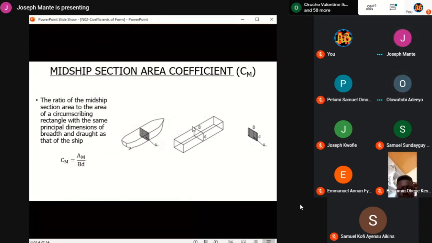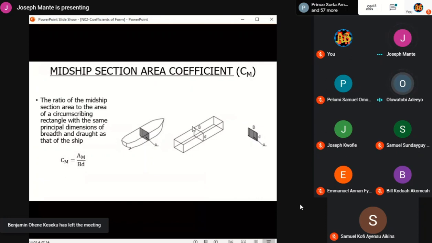Yes, sir. Okay, ask. Yes, I wanted to ask. Let me begin with the question where you are asking us to define the midship section area coefficient. Instead of writing it as a ratio of the midship section area, can we just write the formula? Yes. When we ask you to calculate the midsection area coefficient, don't go and write all this ratio, the ratio of the midsection area to the area of the rectangle. Just write CM is equal to AM over BD. I was actually asking if you have the definition of the midship section area. Instead of writing the ratio of the midship, can you just write the formula? Oh no, that one there.